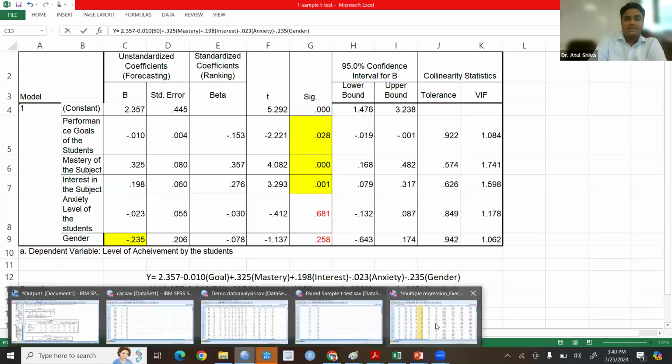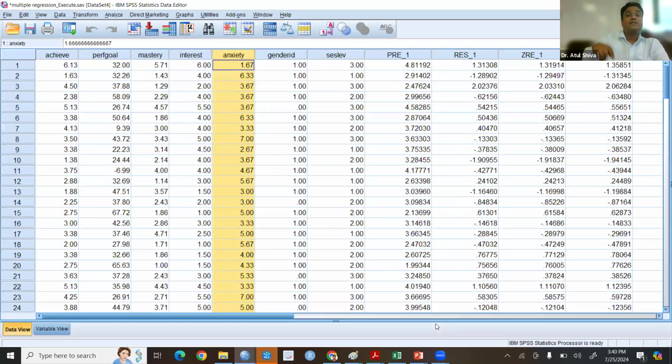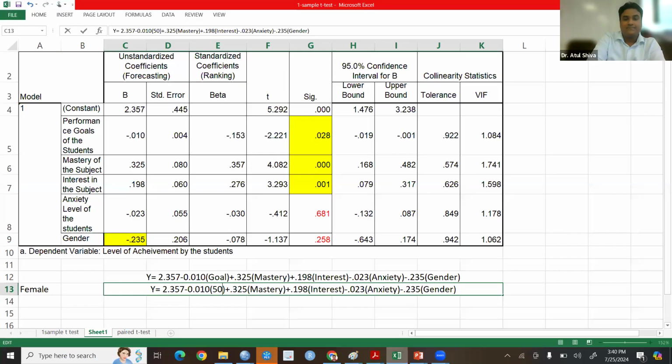Next is mastery of the subject. Mastery of the subject is rated between 0 to 10. Interest 0 to 10. Anxiety 0 to 10. So remember these 3 parameters. She says that my mastery is 7.